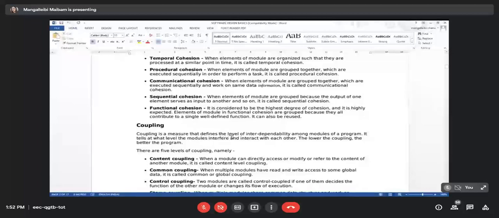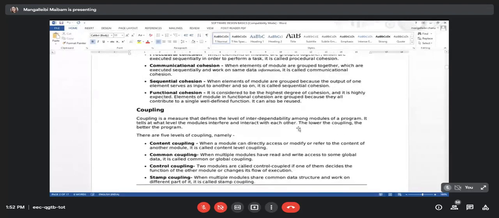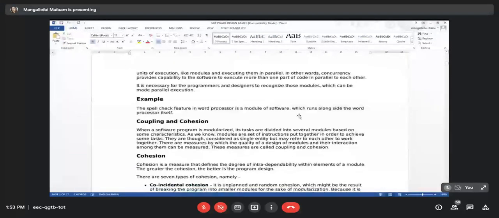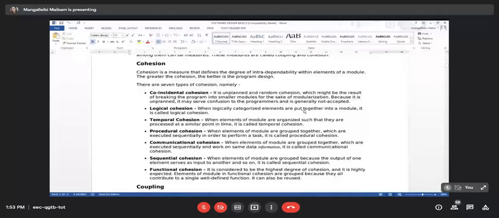What is coupling? Coupling is a measure that defines the level of interdependability among the modules of the program. So intra means within a particular module. Here in coupling, it is interdependability between different modules. Since our whole system is divided into multiple modules, what is the interdependability of each separate module, one module depending on another module? So module 1, module 2, module 3, up to module 5 if we have.